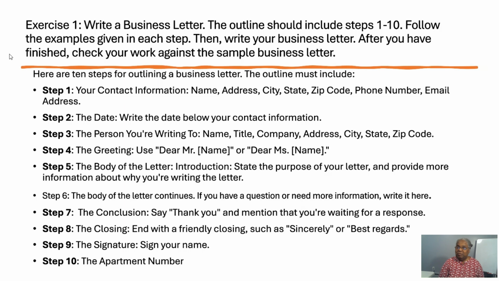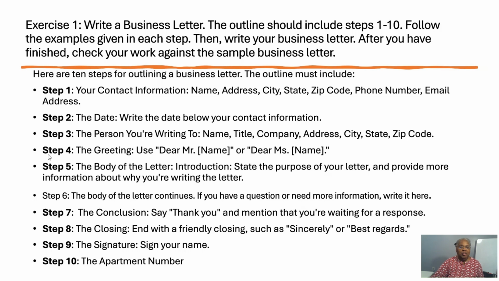Here are 10 steps for outlining a business letter. The outline must include step 1, your contact information, which should include your name, address, city, state, zip code, phone number, and email. Step 2, the date. Write the date below your contact information. Step 3, the person you're writing to, information. It should include that person's name, their title, the company name, the address, the city, the state, and the zip code. Step 4, the greeting.